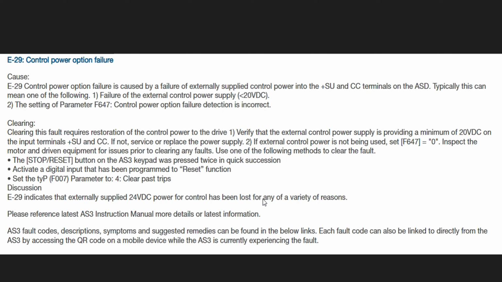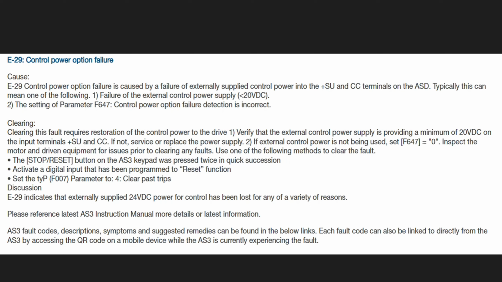Normally it indicates this when you are using an external power supply, or there could be a case where by mistake you have set F647 equal to not 0. So in that case, it is normally not an issue related to the VFD; there is a very rare chance that you will get an issue with the VFD.